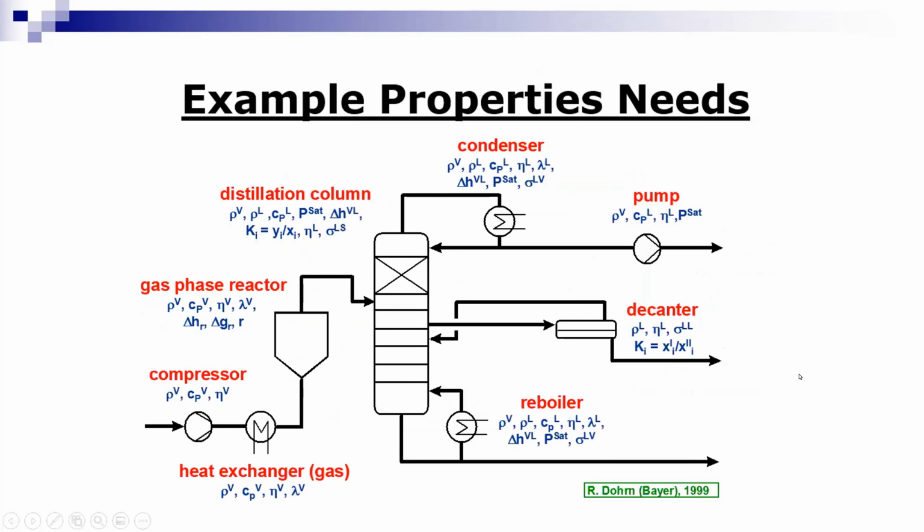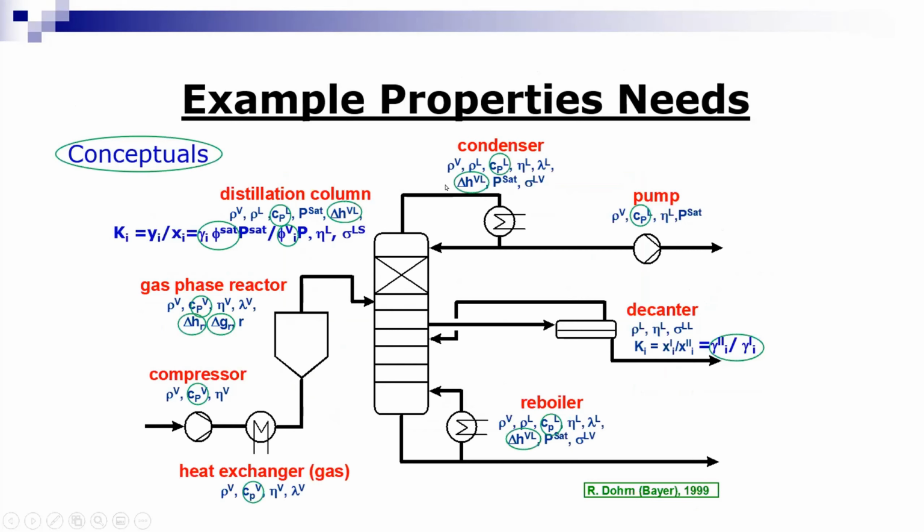This is a picture of a process that was done by our good friend Ralph Dorn at Bayer, again, many years ago, in which there are various units: compressor, heat exchanger, reactor, distillation column, and so forth. And he lists the properties that would be used to evaluate and determine what the unit will do, how big it will have to be, and so forth.